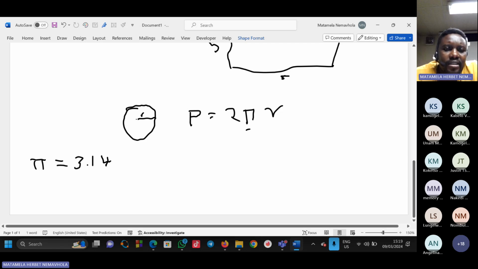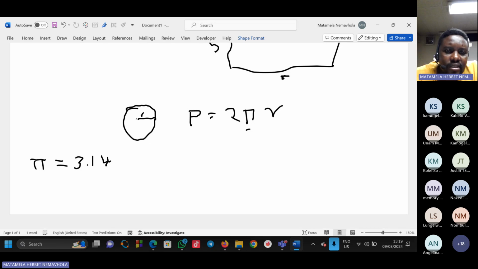Sometimes they can give you the diameter of a circle. The diameter of a circle goes from the starting point of the circle up to the end point. We normally represent this as d. This diameter is equal to 2 r, which is 2 times the radius.